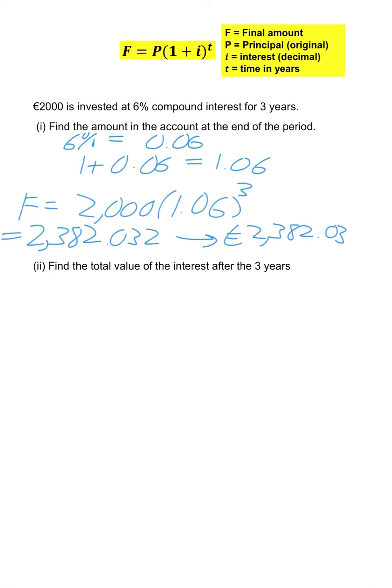In the second part of the question then, we need to find the total value of the interest after the 3 years, so just the interest. And to find that, we'll take away our new amount from the original, so the €2,382.03 minus 2,000, and that is €382.03.